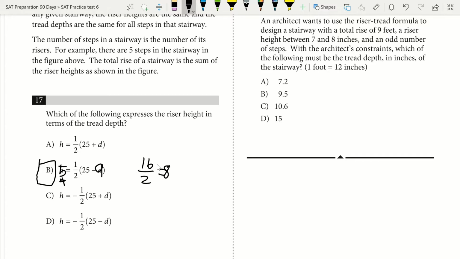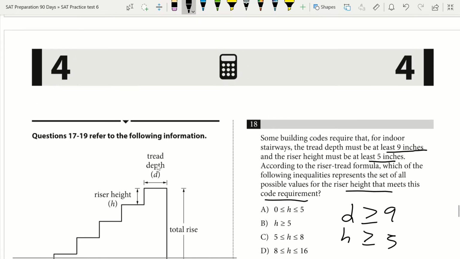So that is going to be greater than that 5, which it had to be at least as a minimum. So if our height has got to be at least 5, we know that our height can have a maximum of 8, right? Because anytime we increase our depth, we're going to decrease our height. Okay, so height has to be between 5 and 8. So my answer there is going to have to be answer choice C for number 18.